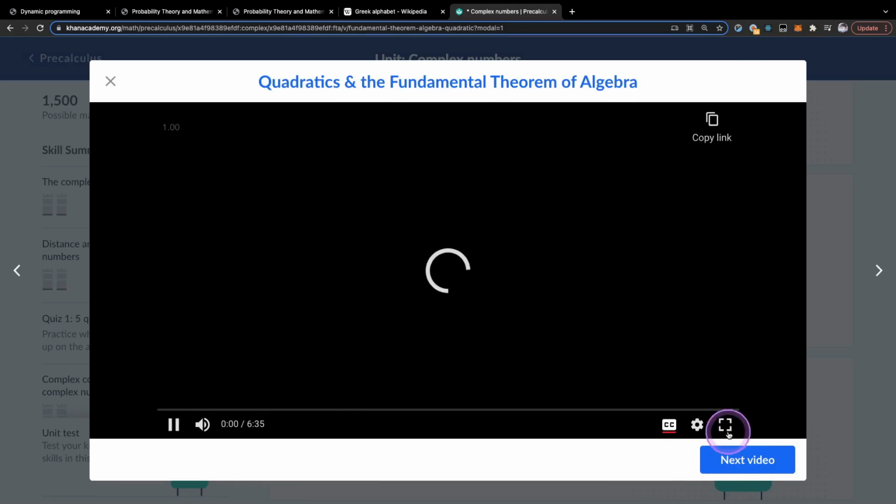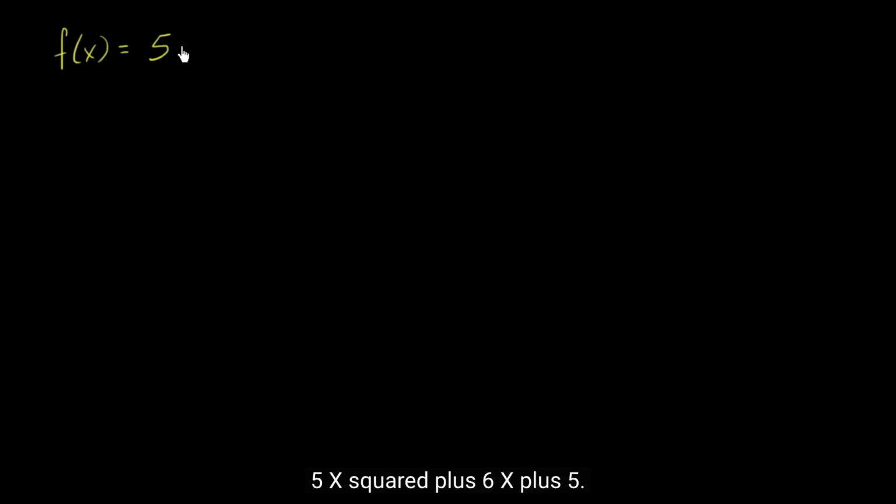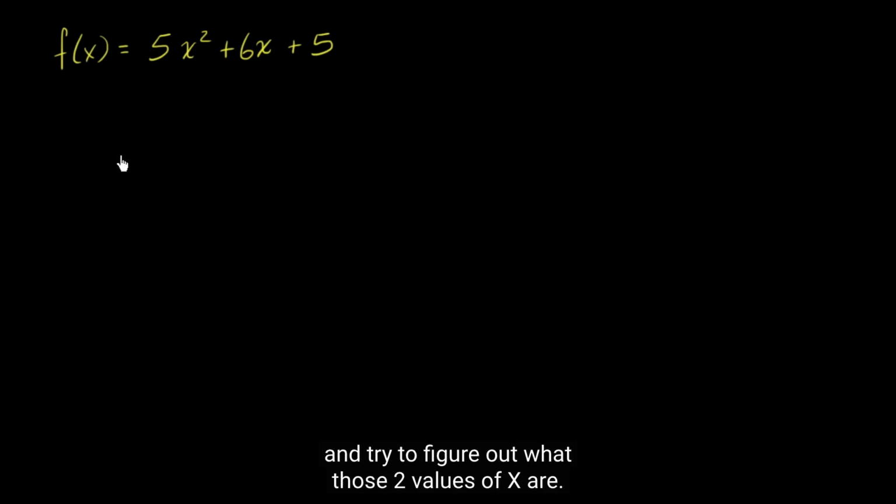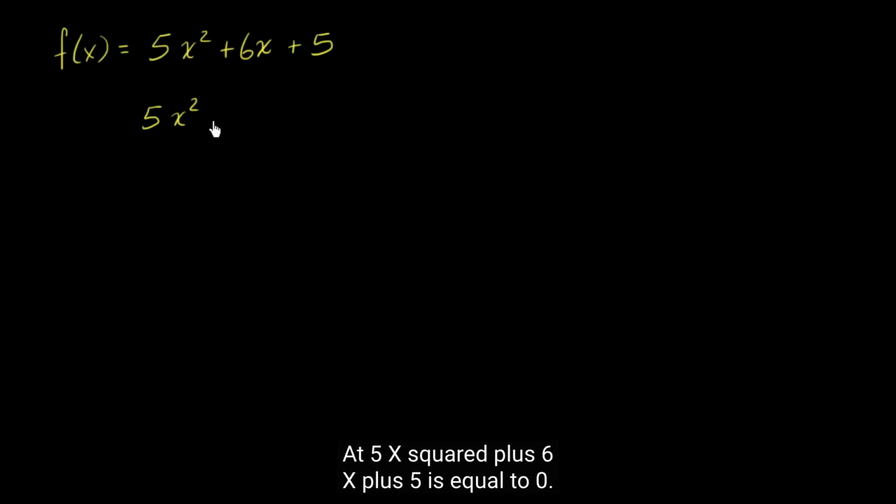Okay, let's get into the next video. Let's say that we have the function f of x defined by the second degree polynomial 5x squared plus 6x plus 5. The fundamental theorem of algebra tells us that because this is a second degree polynomial, we are going to have exactly 2 roots. Or another way of thinking about it, there are exactly 2 values for x that will make f of x equal 0. So I encourage you to pause this video and try to figure out what those 2 values of x are. If we're looking for the x values that would make this expression equal to 0, that's essentially trying to solve this equation: 5x squared plus 6x plus 5 is equal to 0.